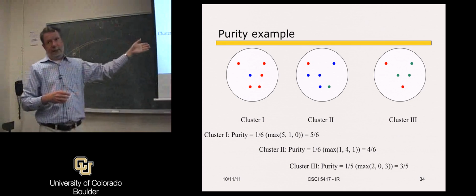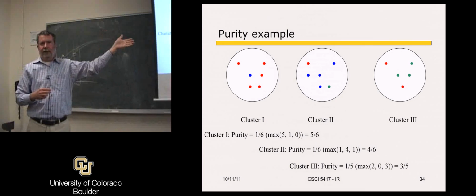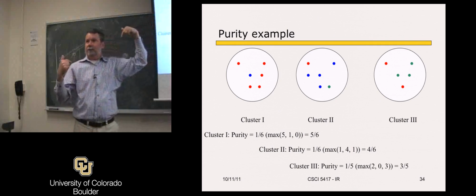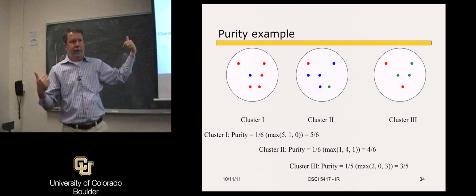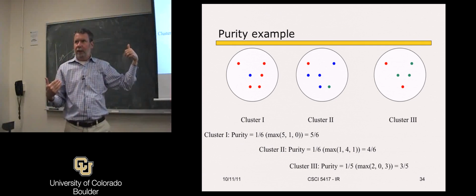Well, there's 6 things there, right? The dominant class has 5 things, right? So, knowing the answers, again, to do purity, you have to know the answers. So this is a gold standard ground truth evaluation.